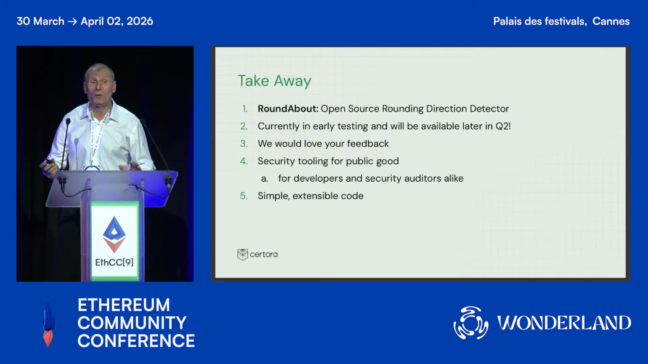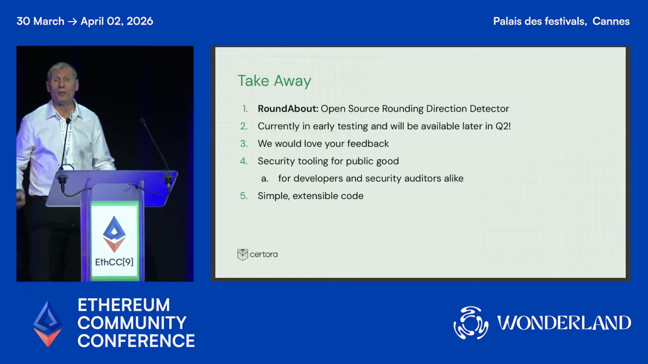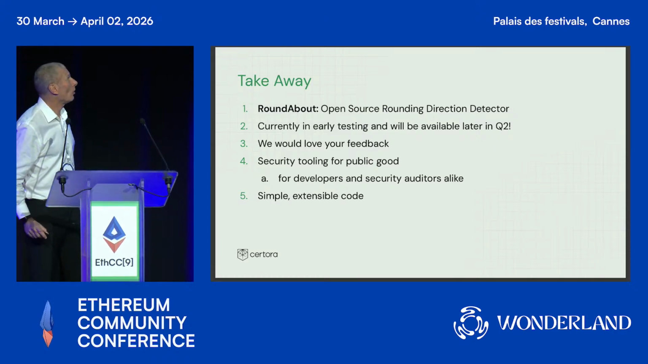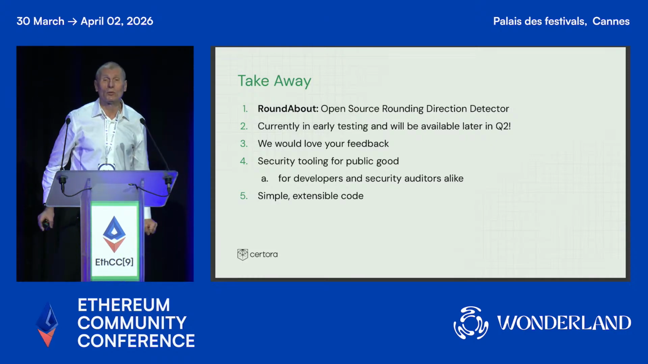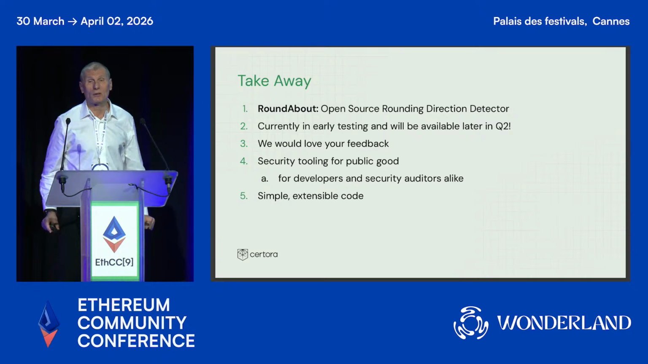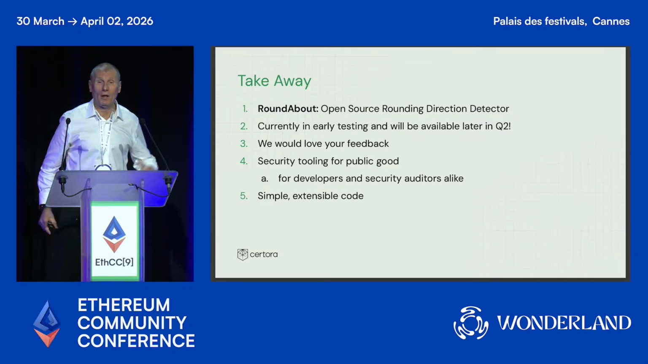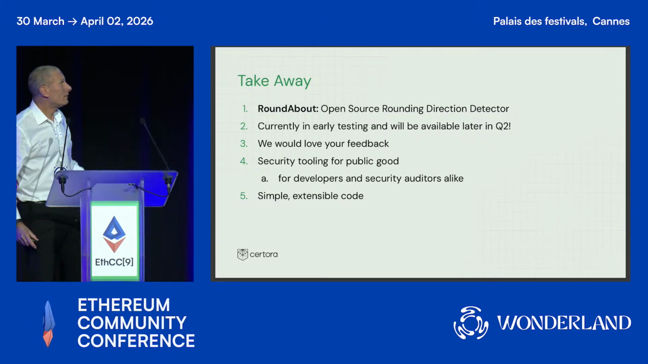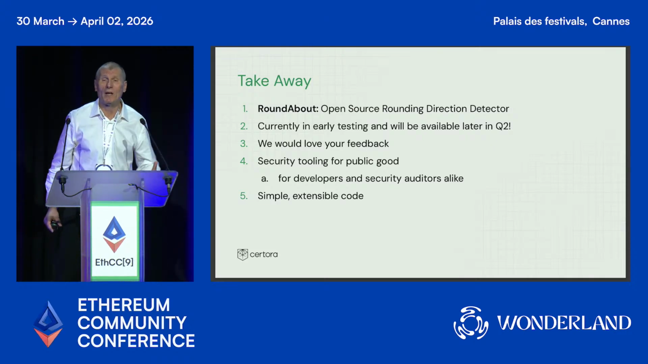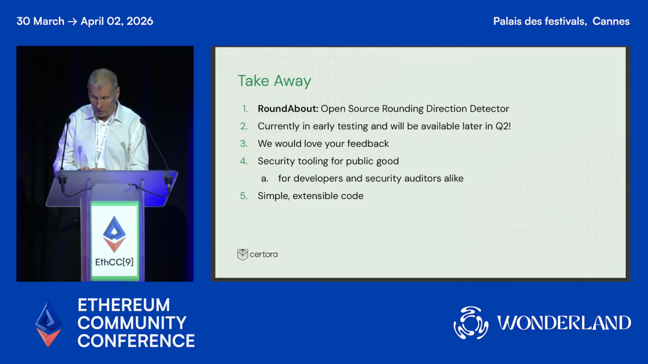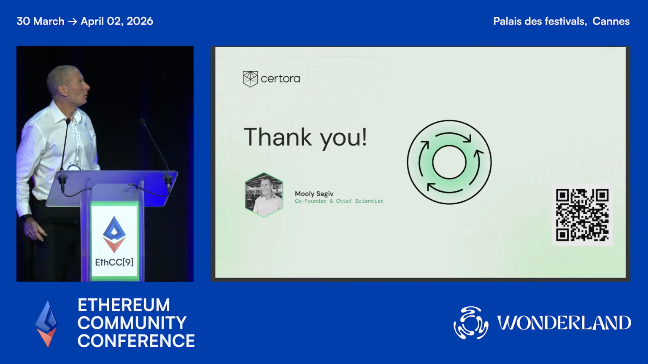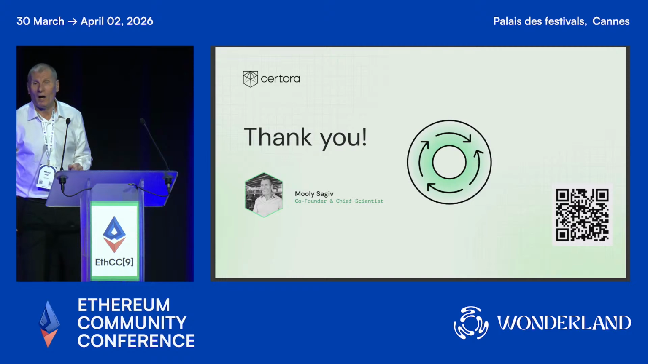The takeaway: this is a roundabout. It's a tool that you can use anytime, and there is a QR code that I can show you. We plan to integrate it with many other tools that we are building around the Certora Prover and release it in Q2. It's security tooling. You can use it with AI or with formal methods or any other tool, and it's simple, extendable code.